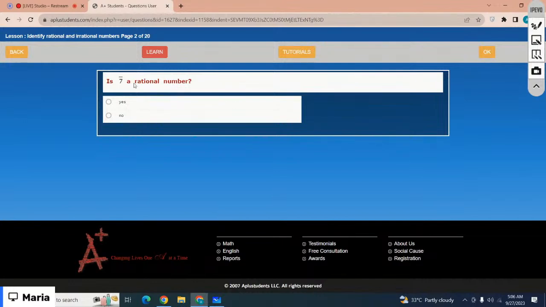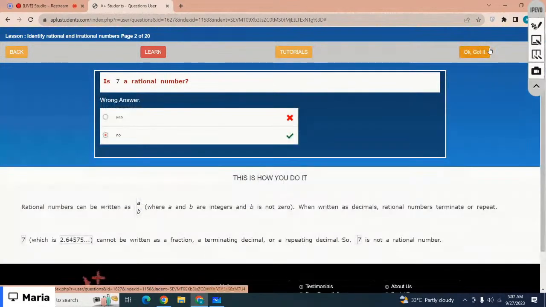Is negative 7 a rational number? That means that is a negative number, right? Is it a rational number? Yes, it is. You can write negative 7 over 1, so it is a rational number.